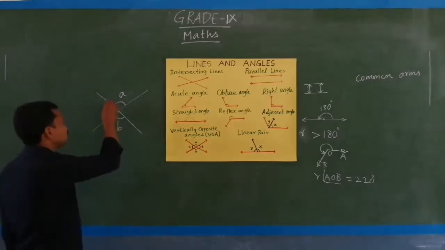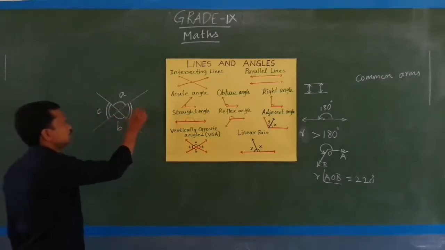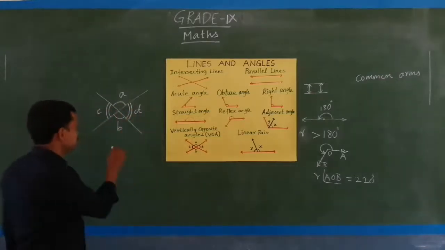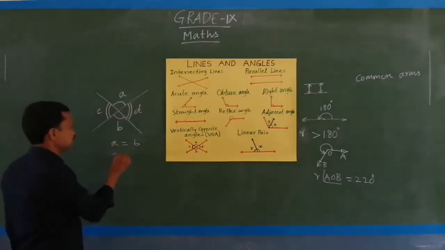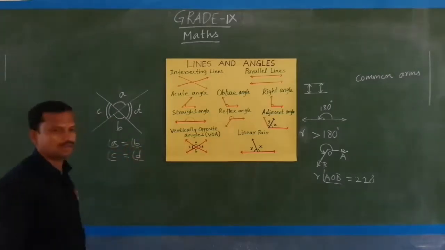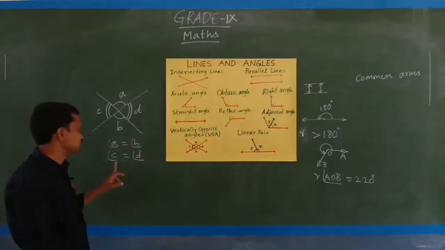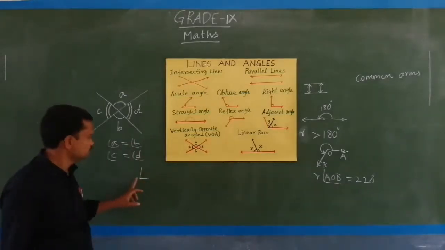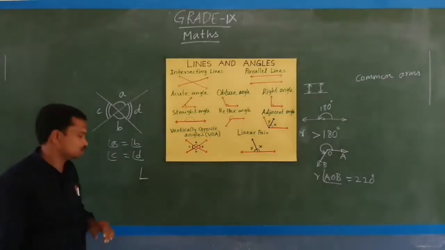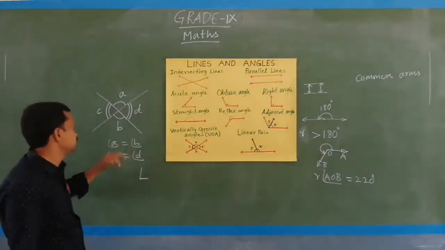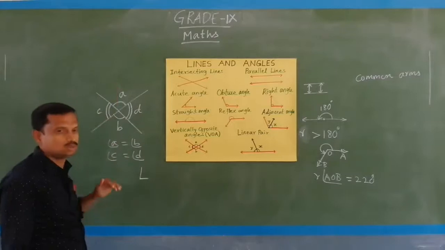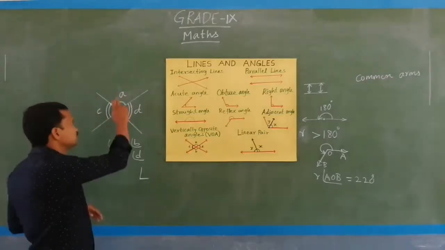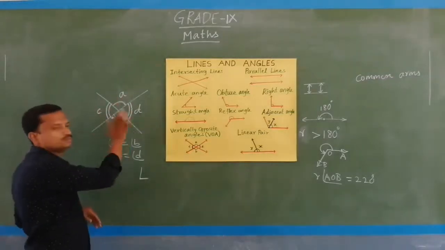And suppose this is C and this is D. Then angle A equals angle B and angle C equals angle D. This symbol stands for angle, so you have to put it correctly. Angle A equals angle B, they are vertically opposite. When two lines intersect, vertically opposite angles are equal.